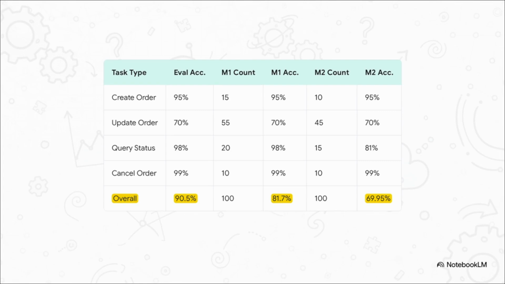Let's make this real with an example of an order management agent. Okay, just look at this table for a second. During the evaluation phase, see how the tasks were perfectly balanced. And that gave us a great overall accuracy of over 90%. Awesome, right? But now look at month one in production. All of a sudden, more than half the requests are for update order. And that just happens to be the one task the agent is worst at. That single shift in user behavior tanked the overall accuracy all the way down to about 82%.